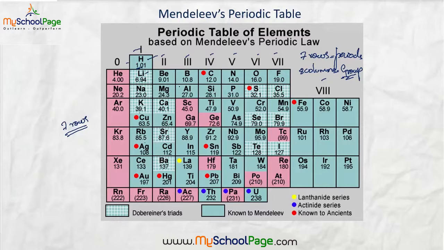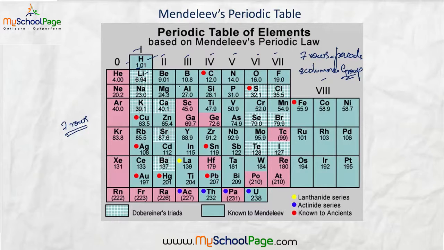Lithium, sodium and potassium do form the Dobereiner's triad. Recall the examples for Dobereiner's triad. Yes, lithium, sodium and potassium did form a Dobereiner's triad, which all had similar chemical properties. All the elements in a particular group had similar chemical properties when arranged in an increasing order of their atomic mass. Now, this is a very special observation he made.